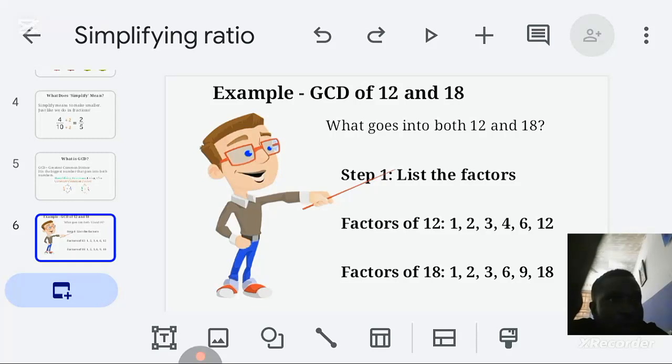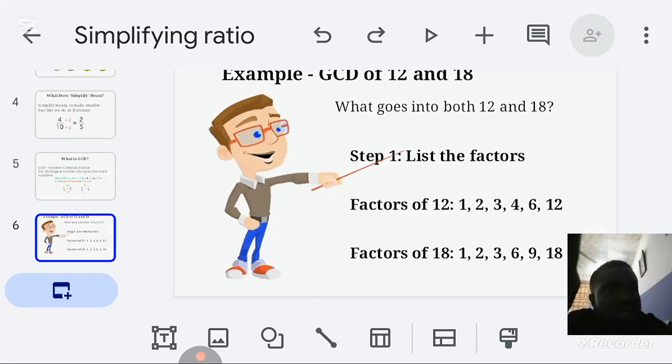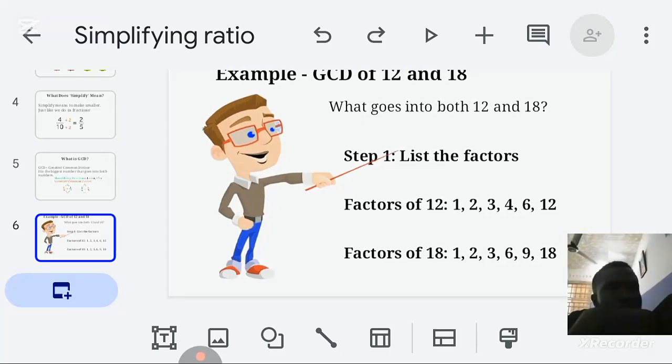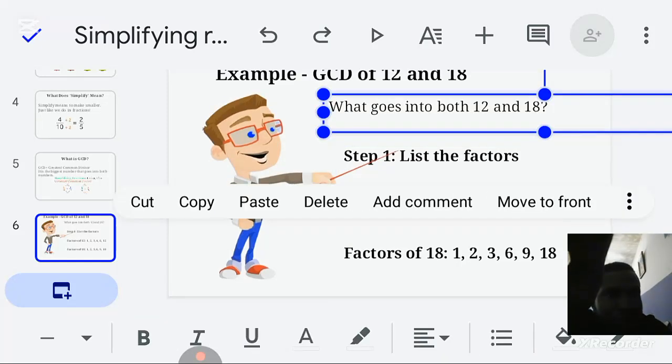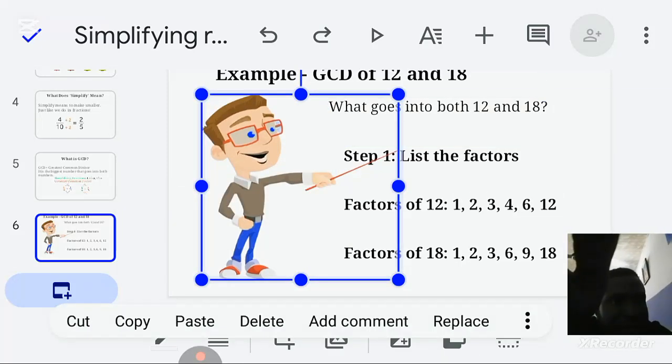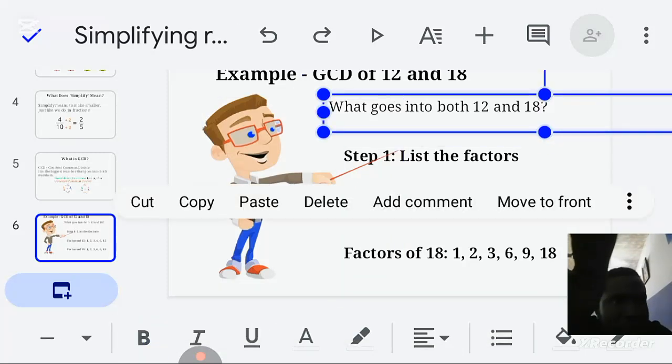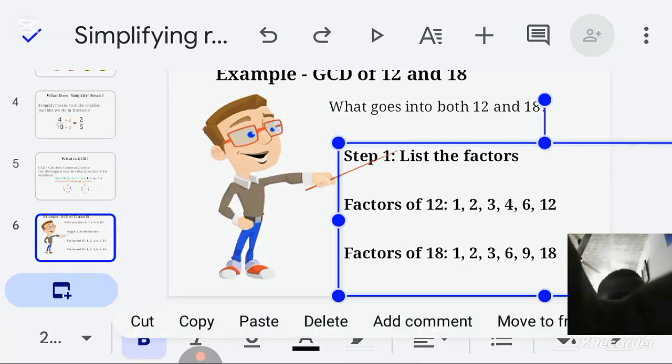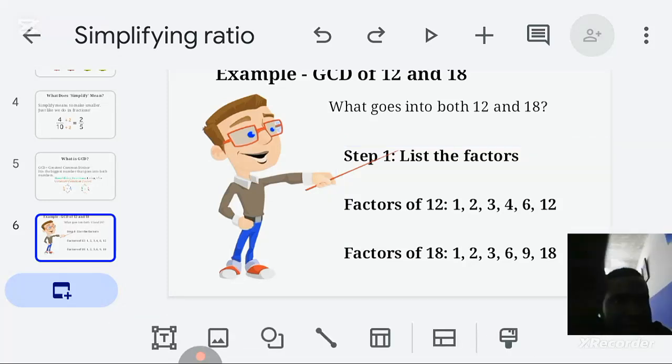The first step is for you to get the GCD of 12 and 18. You need to list the factors of 12 and 18, which are also given below. The factors of 12 are 1, 2, 3, 4, 6, and 12. Okay, let's look at the factors of 18. The factors of 18 are 1, 2, 3, 6, 9, and 18.